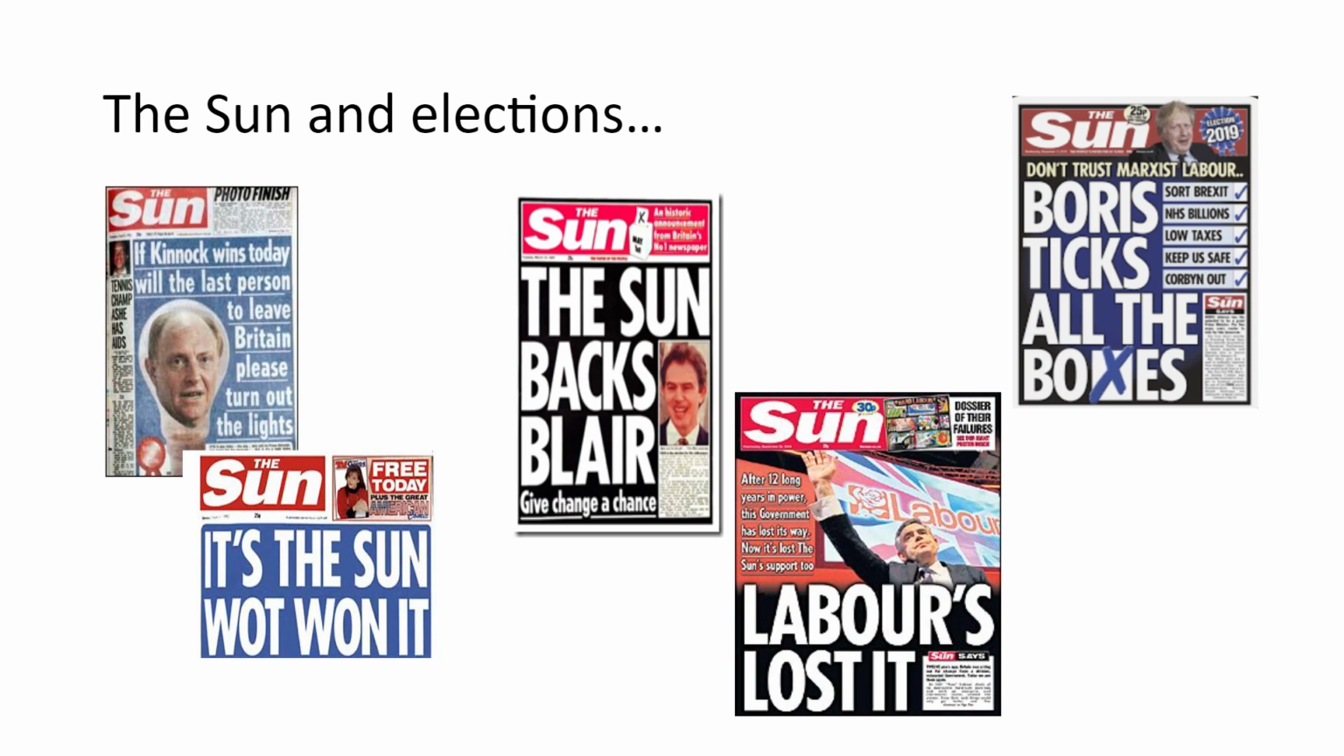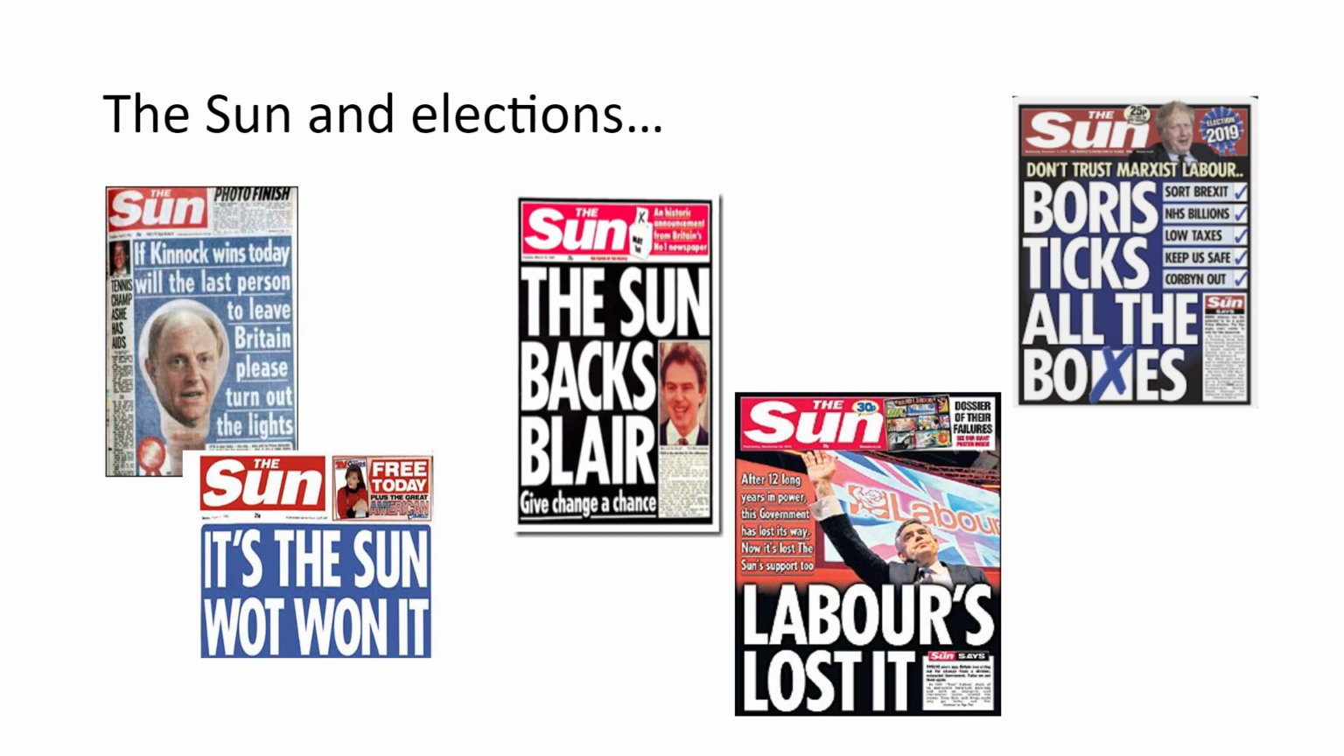This is just a little exercise about the Sun and elections. The Sun newspaper previously had a print circulation of upwards of 4 million and considered itself to be very influential. It campaigned against Neil Kinnock, the Labour leader on the left there, in 1992, I think, and the Conservatives went on to win the election. And then they said in their headline, it's the Sun what won it.